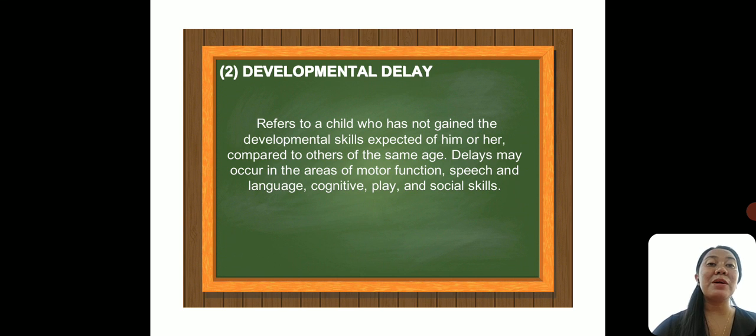The second example is developmental delay. Developmental delay refers to a child who has not gained the developmental skills expected of him or her compared to others of the same age. Delays may occur in the areas of motor function, speech and language, cognitive, play, and social skills.